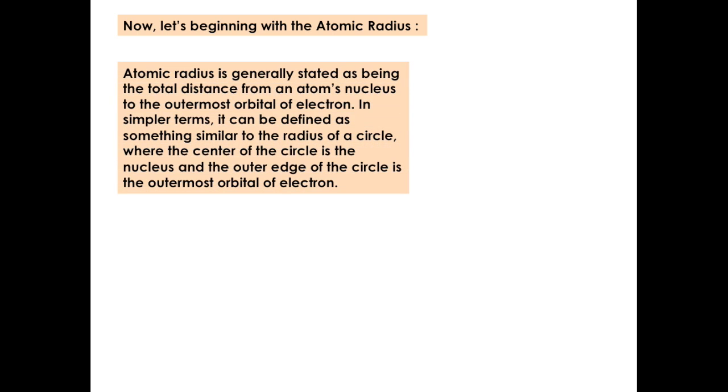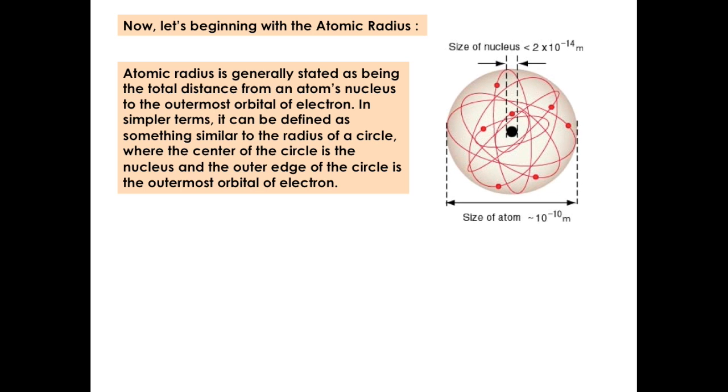Now let's begin with the atomic radius. Atomic radius is in general stated as being the total distance from an atom's nucleus to the outermost orbital of electron. In simple words, it can be defined as something similar to the radius of a circle, where the center of the circle is the nucleus and the outer edge of the circle is the outermost orbital of electron.